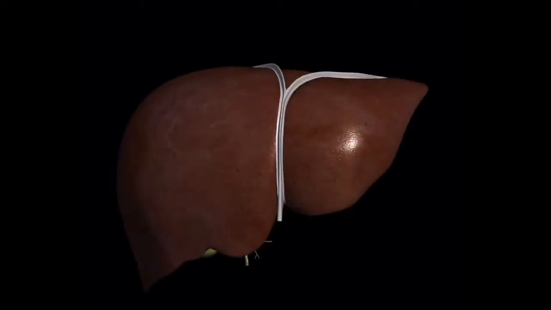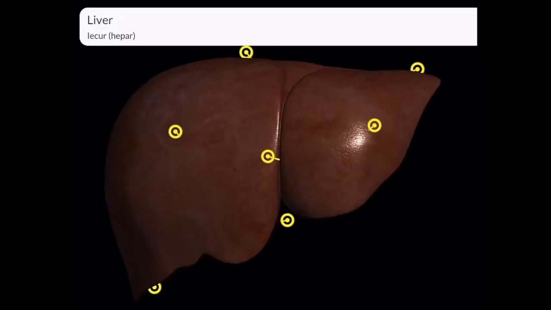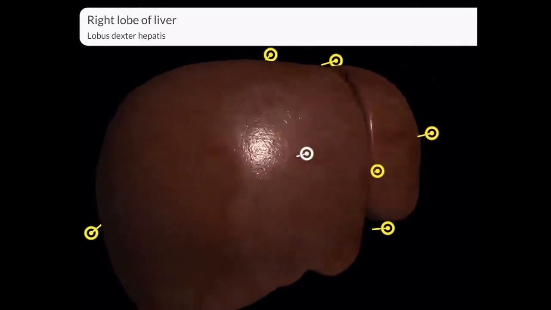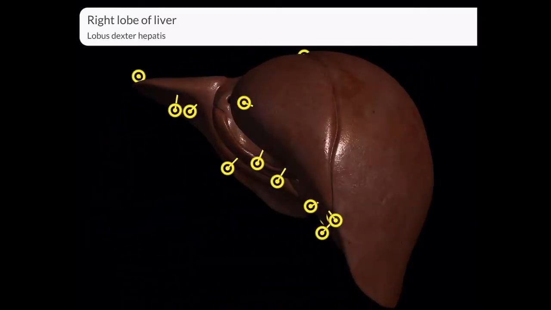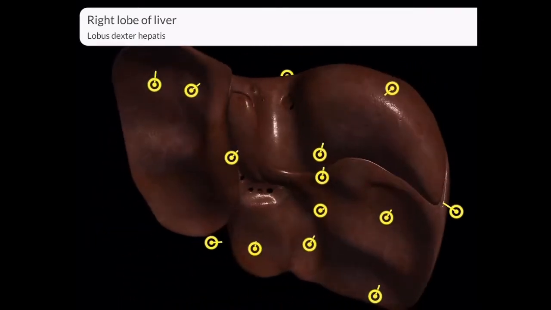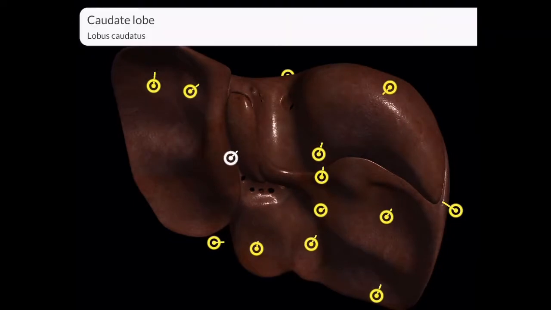So now looking at just the liver, we want to identify the different parts of the liver. We're going to look over here at the left lobe of the liver first, right there. And then we're going to look over here at the right lobe of the liver, right over there. And then if we turn the liver around to look at its posterior side, we're going to be able to see the caudate lobe right there. And those are the three lobes of the liver that we're going to focus on today.